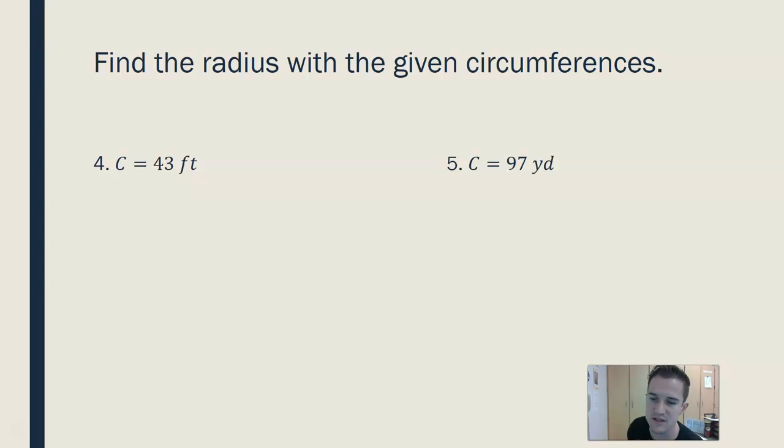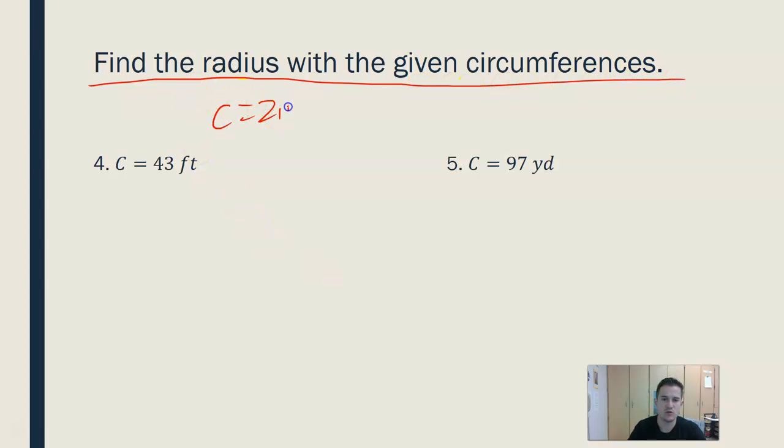Okay, now I want to give you a problem like this. This problem says find the radius with the given circumferences. So remember, circumference is equal to 2 pi r, 2 times pi times r. So what if I was given the circumference and I want to find the radius? Well, let's try it out.